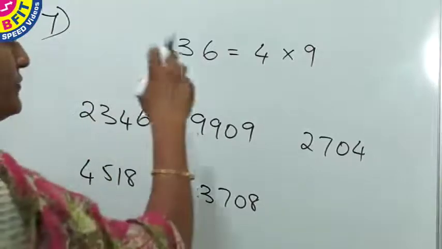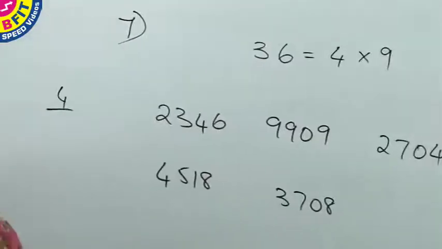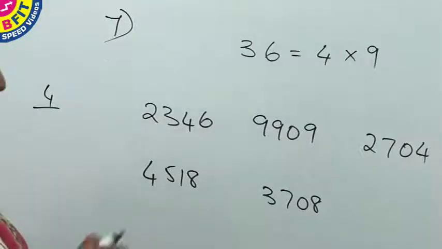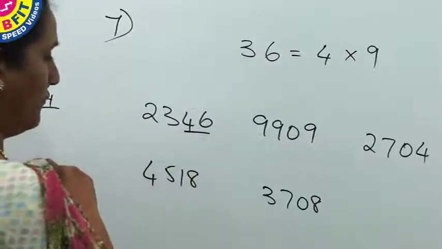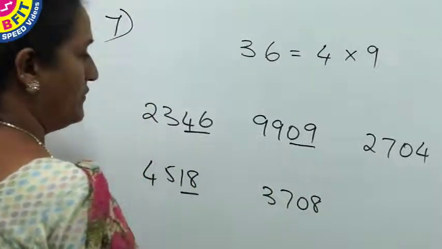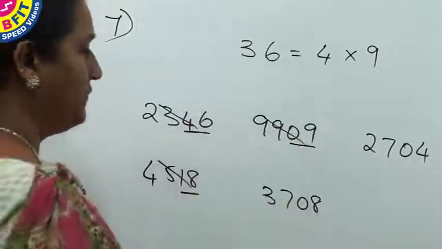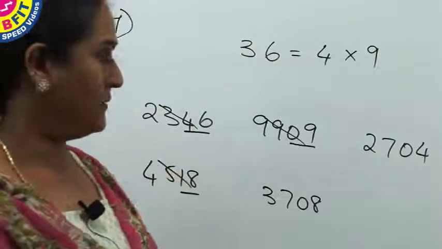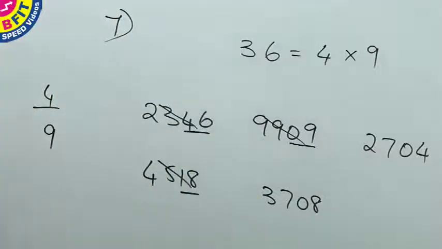As the product is 4 and 9, the number should be divisible by both 4 and 9. We know that for divisibility by 4, the last two digits should be divisible by 4. According to that, when you check the options, 46 is not divisible by 4, 9 is not divisible by 4, and 18 is not divisible by 4. Eliminating these three options, we can check the other two options. And for 9, the sum of digits should be divisible by 9.